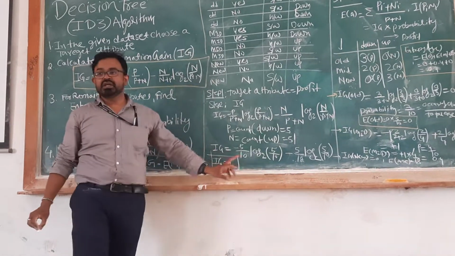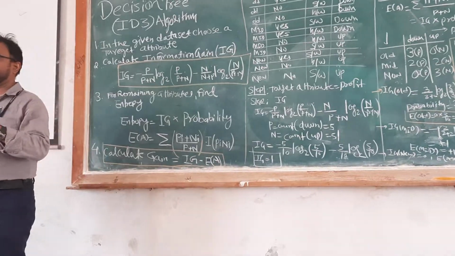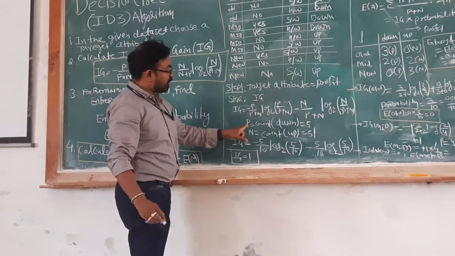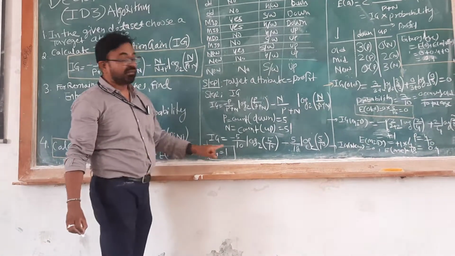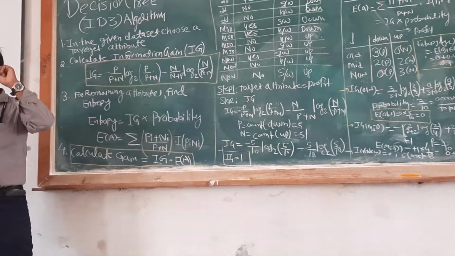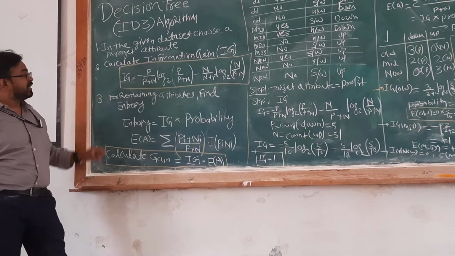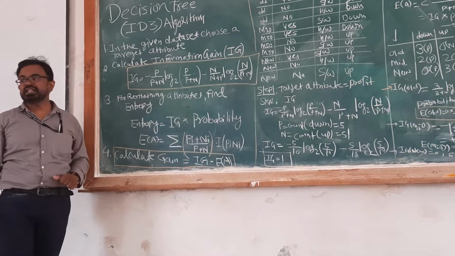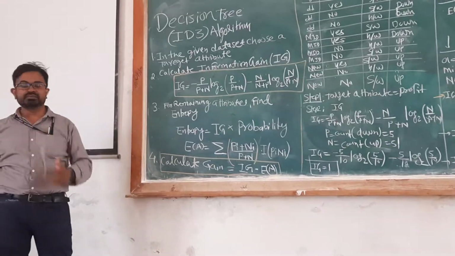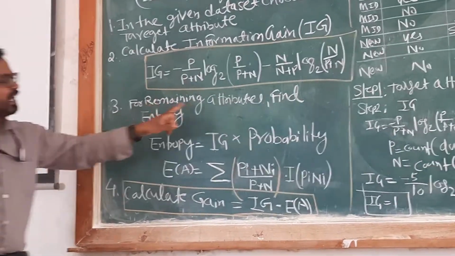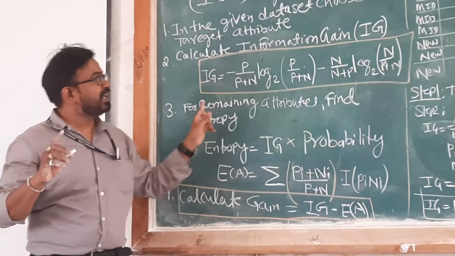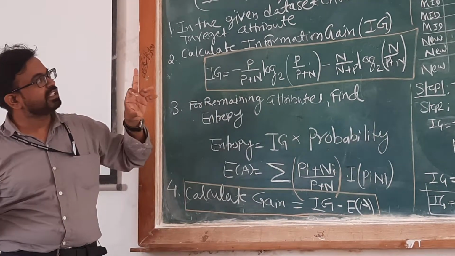Once you do the mathematical calculations by putting in the values of p and n, you will get the value of information gain, which is 1 for this database. Now come to the third stage of the ID3 algorithm, that is, for the remaining attributes. Which attribute is remaining?